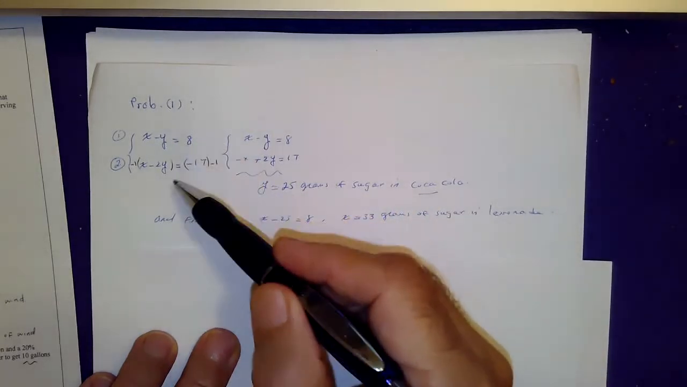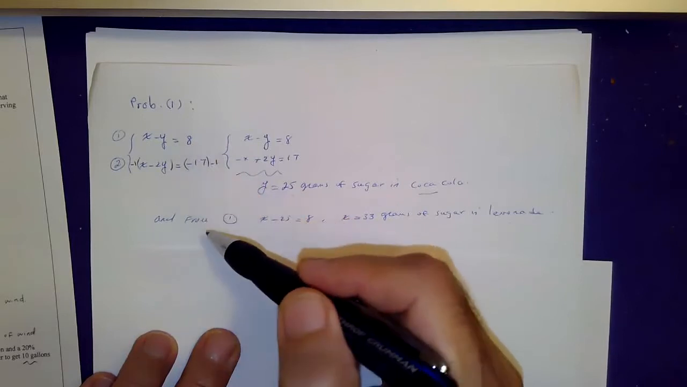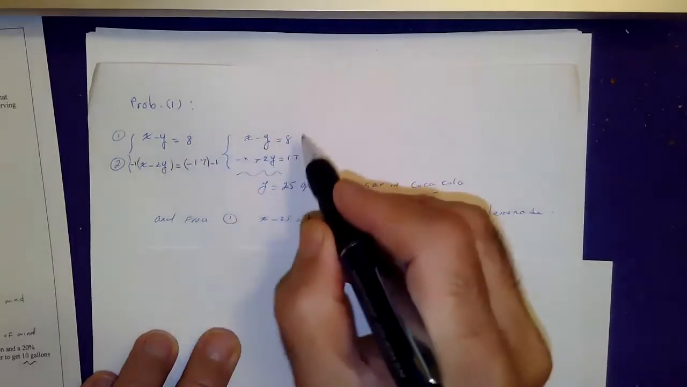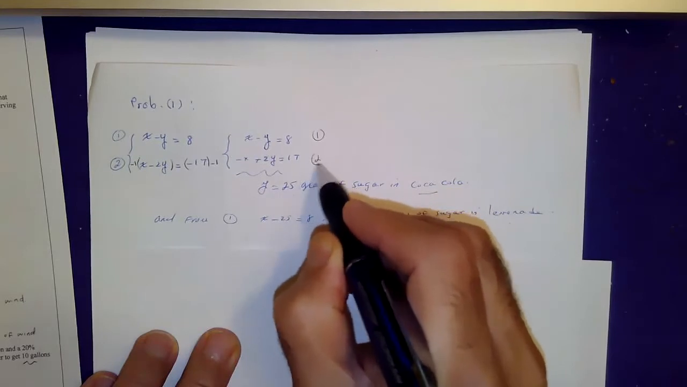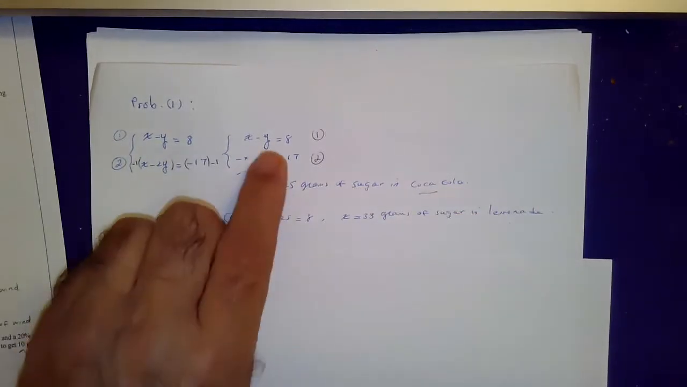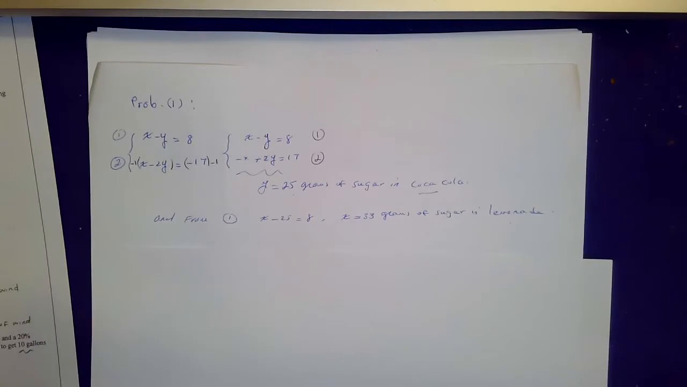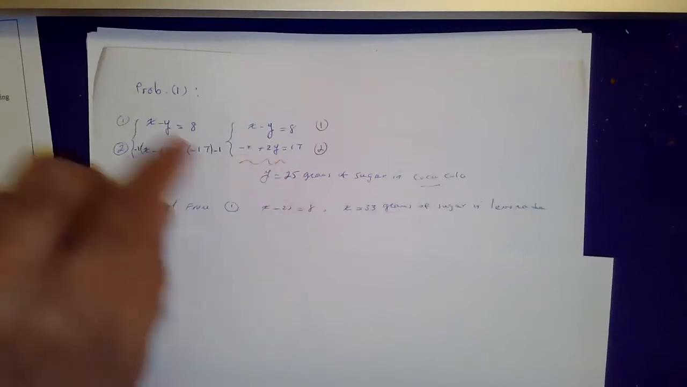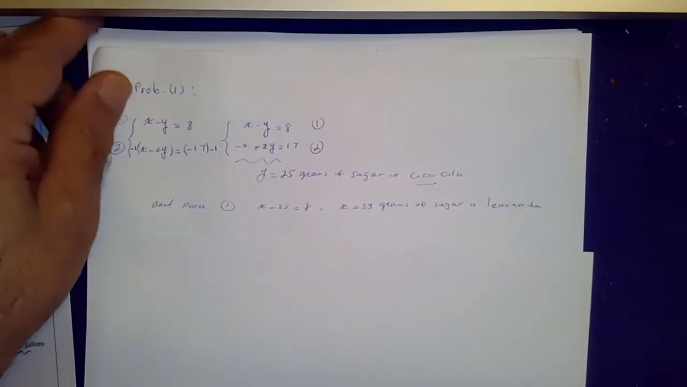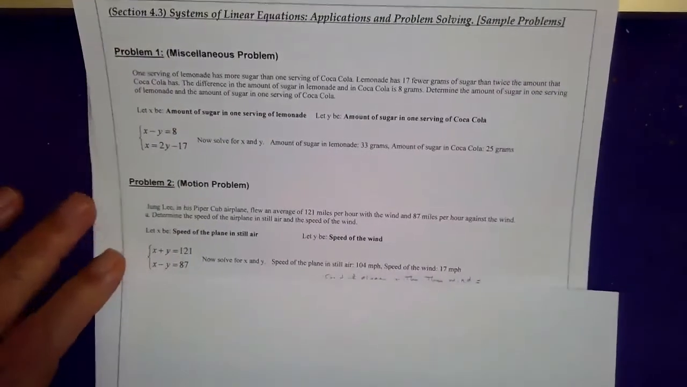Notice, because I introduced 2 variables, I came up with 2 equations. So the number of equations depends on the number of variables you introduce in any word problem. The next one is a motion problem.